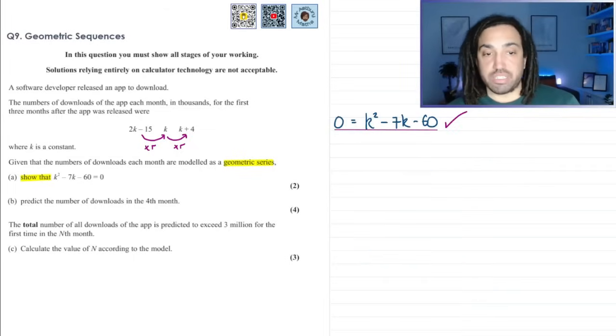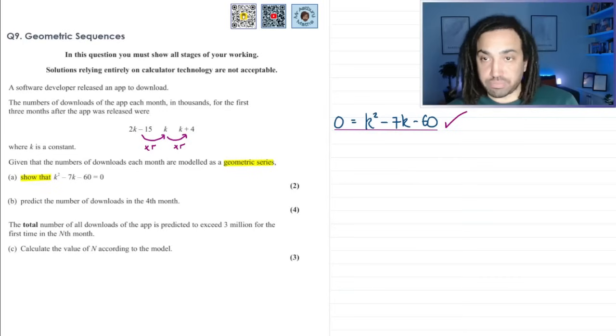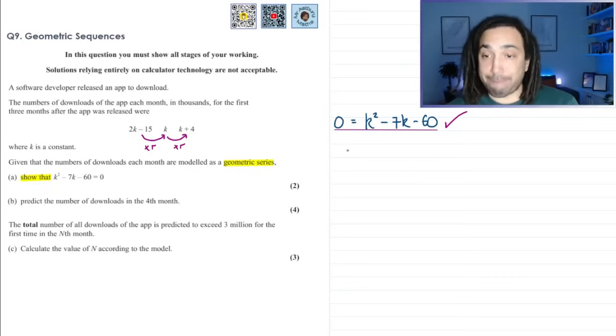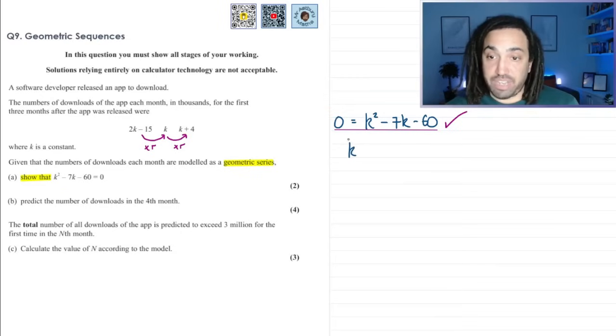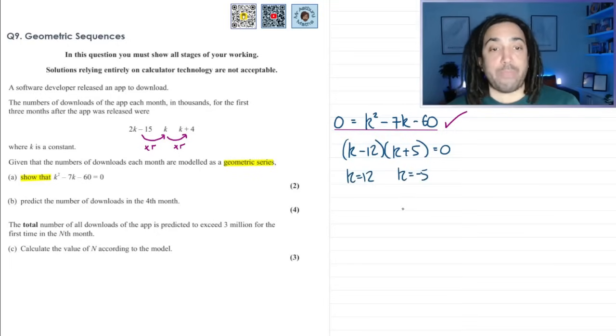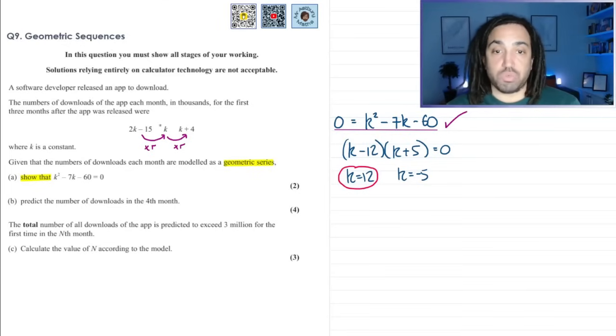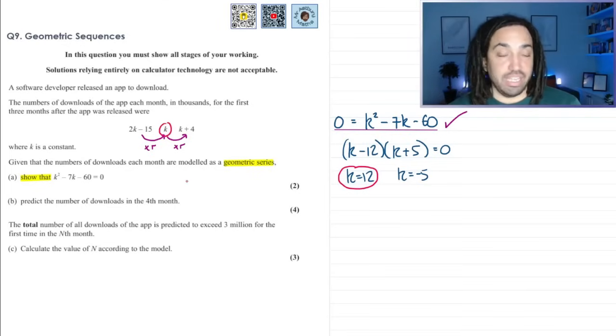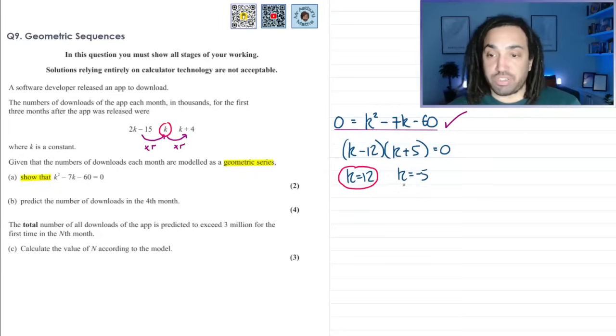Okay, part B says predict the total number of downloads in the 4th month. Well, in order for that to happen, we need to solve for k, and this can be factorized. Minus 12 and plus 5, I believe, does the job. So therefore k is equal to 12 or k is equal to minus 5. Okay, now we know that it must be this one because one of the months there is actually k, so it can't be minus 5 because that wouldn't make any sense. We wouldn't have negative numbers of downloads.